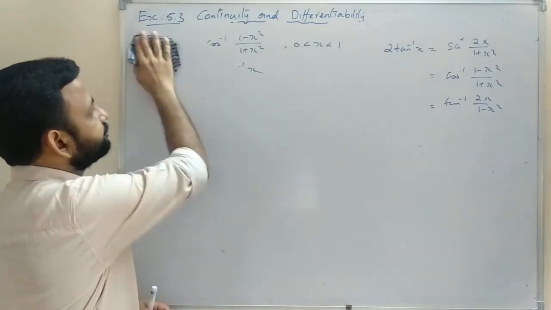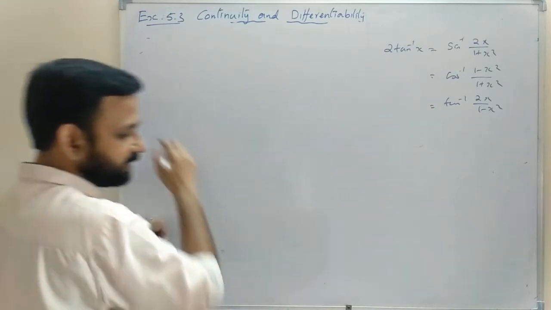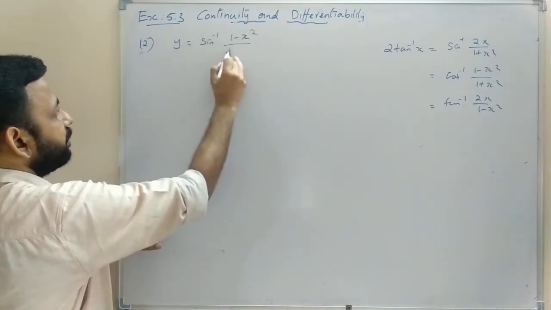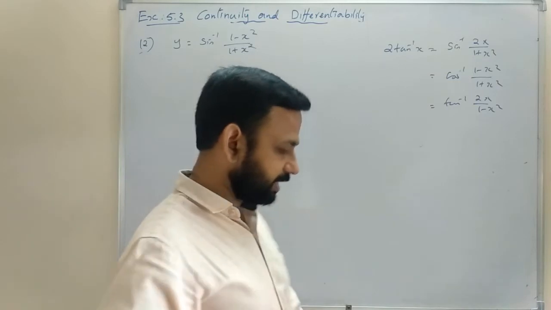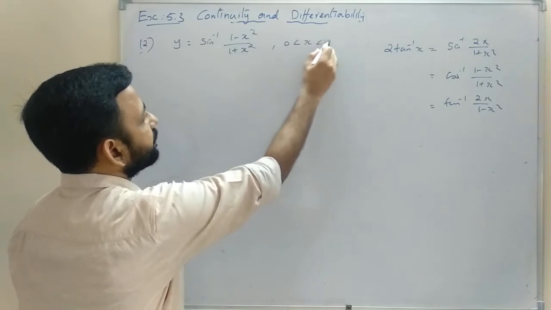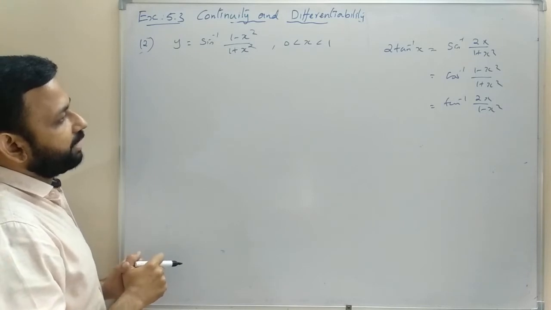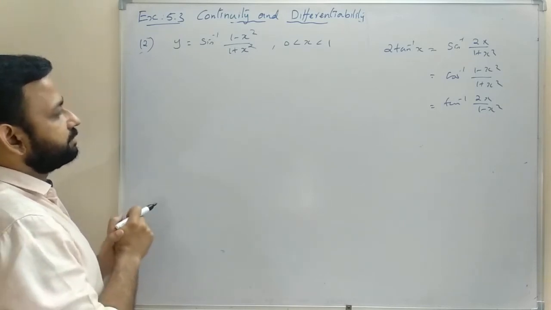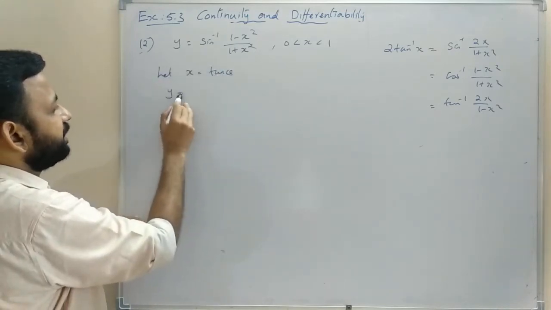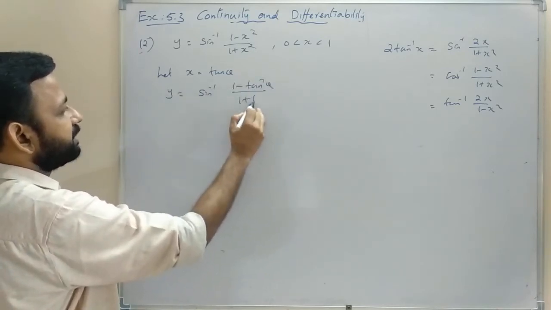Question number 12. Y is equal to sin inverse of (1 minus x square) upon (1 plus x square), with interval 0 less than x less than 1. Here we can replace x by tan theta. Let x is equal to tan theta. Then y is equal to sin inverse of (1 minus tan square theta) divided by (1 plus tan square theta).